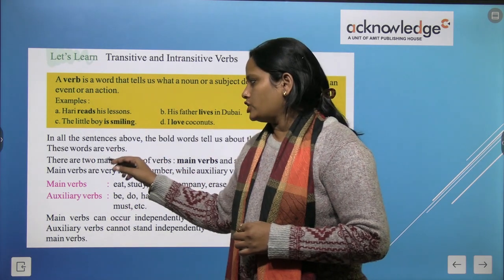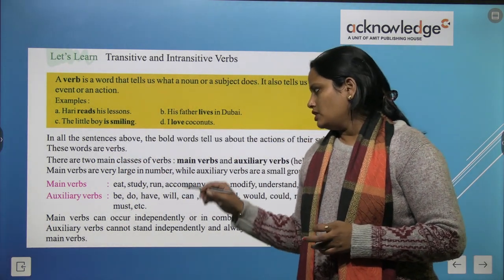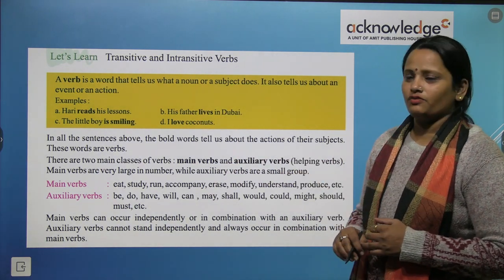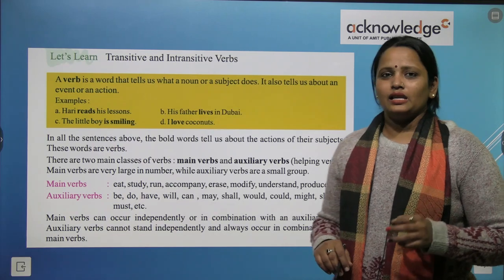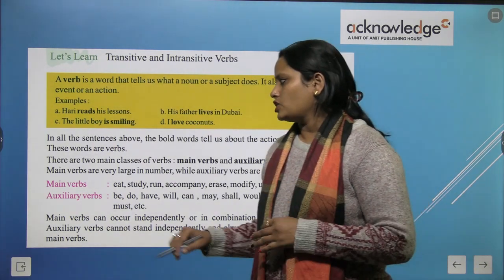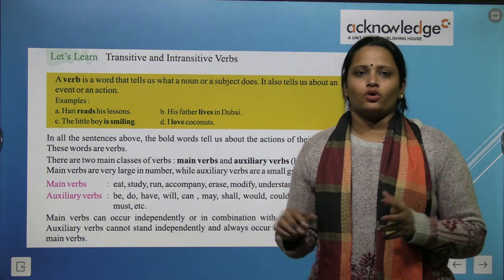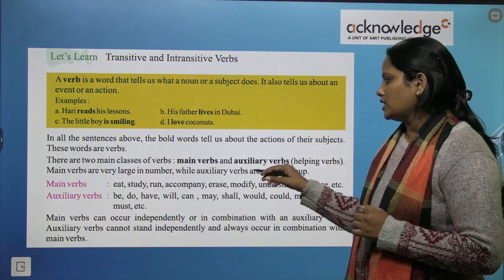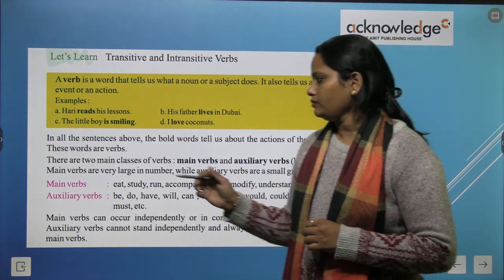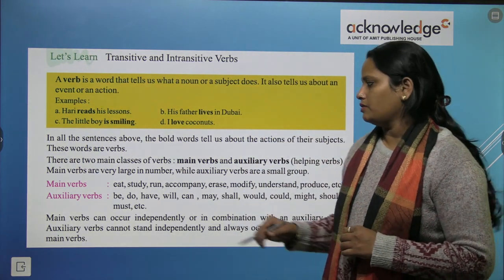Now there are two main classes of verbs. First is main verb and the second one is auxiliary verbs, means helping verbs. Auxiliary verbs को हम helping verbs के भी नाम से जानते हैं. Main verbs are very large in number, बहुत ज़्यादा होते हैं ये, while auxiliary verbs are a small group, कम होते हैं. Let's see some examples of main verbs and auxiliary verbs.